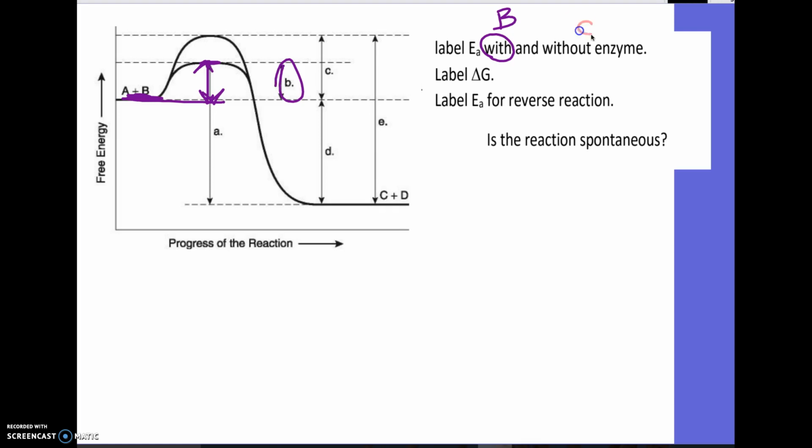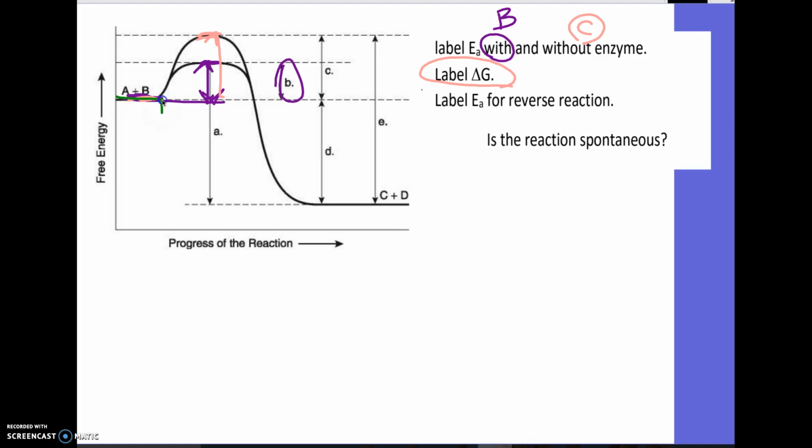Without the enzyme would be C. I'd have to push them from the starting point to the top of the hill, the higher hill. The way enzymes work is they lower activation energy. That is exactly what they would want you to recognize in a graph, that the little hump would be lower. Next, delta G. Which letter is that? D. So delta G is just the net energy change.